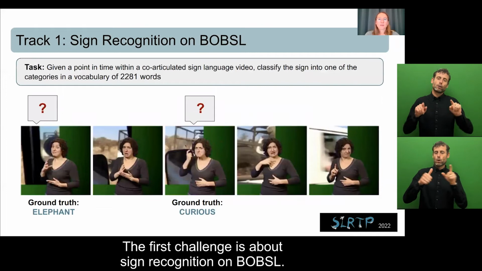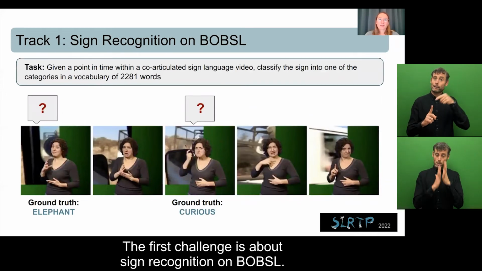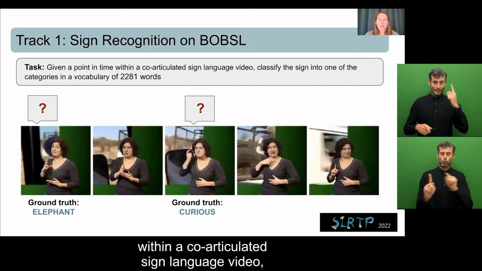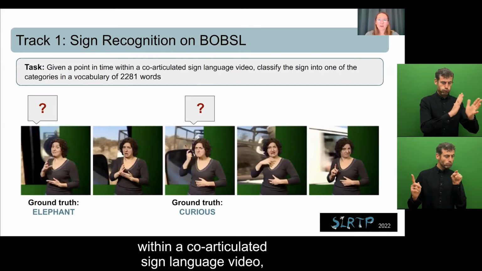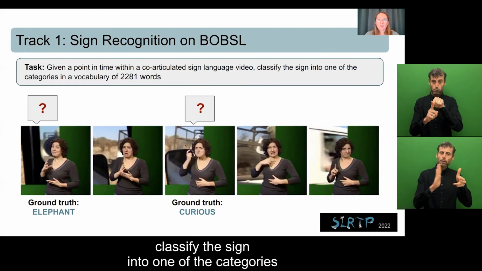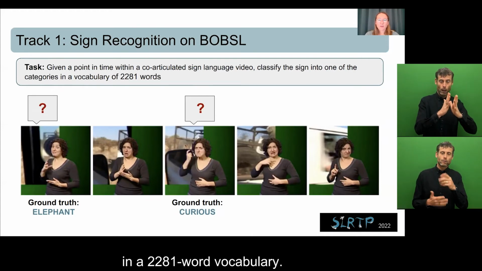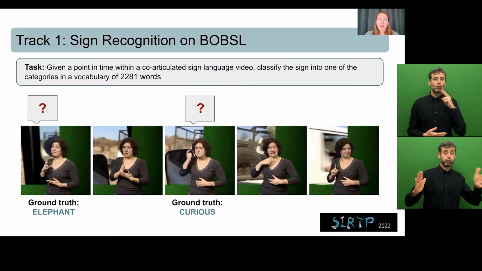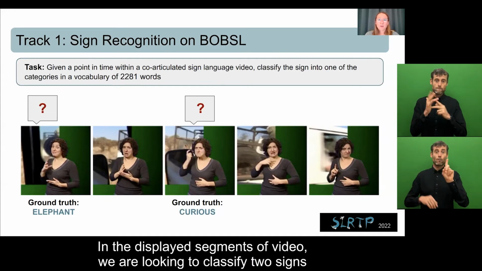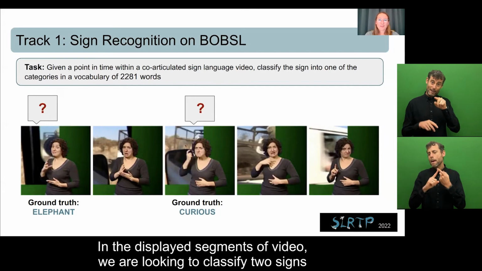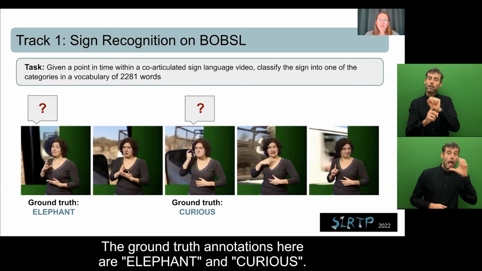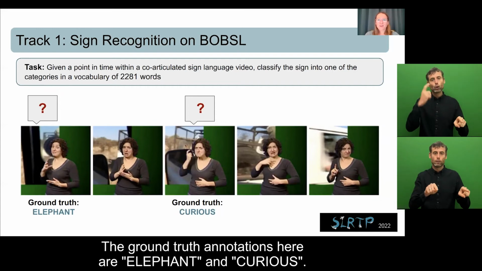The first challenge is about sign recognition on BobSL. The task is, given a point in time within a co-articulated sign language video, classify the sign into one of the categories in a 2,281 word vocabulary. In the displayed segment of video, we are looking to classify 2 signs at 2 different video locations. The ground truth annotations here are elephants and curious.